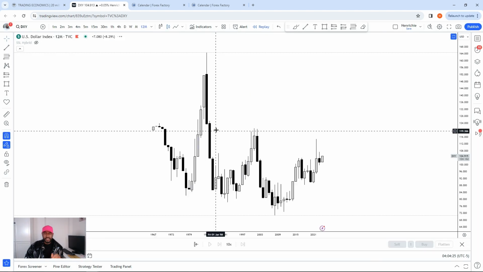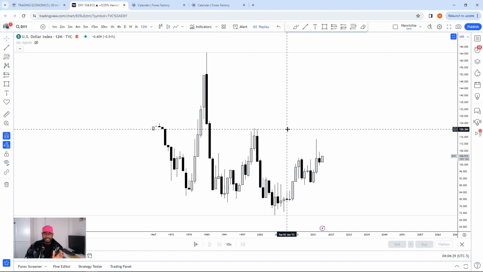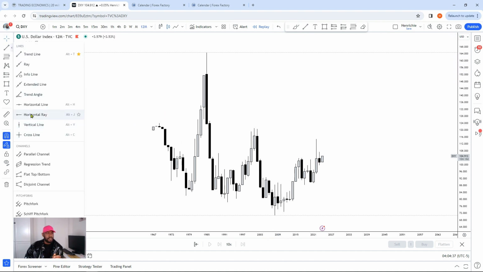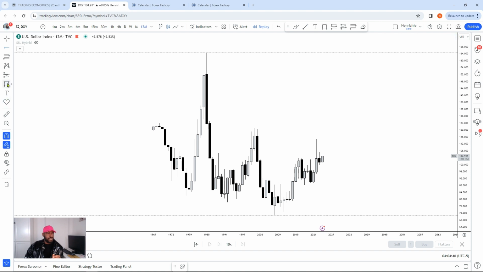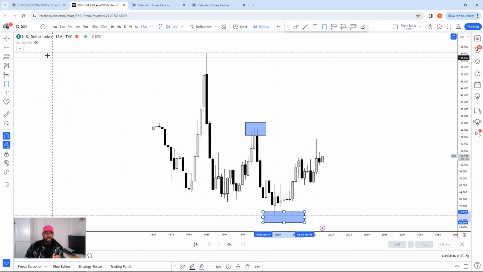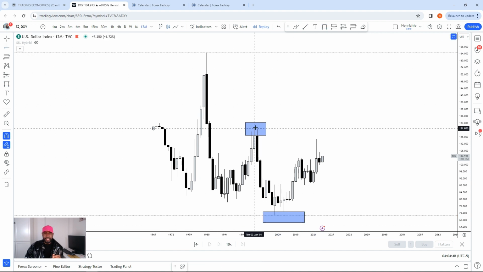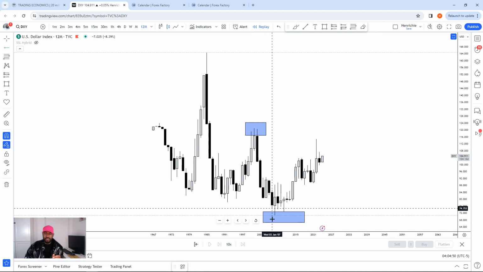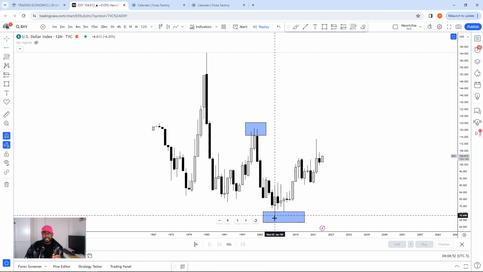Now, looking at the 12-month time frame, the first thing I look at is the key levels that price has retested and the key levels that price would potentially retest in the future. So the first thing I'm looking at is right here. We are currently within this range high and this range low, right? Now, what do I see above this range high? I see liquidity. What do I see below this range low? I see liquidity.